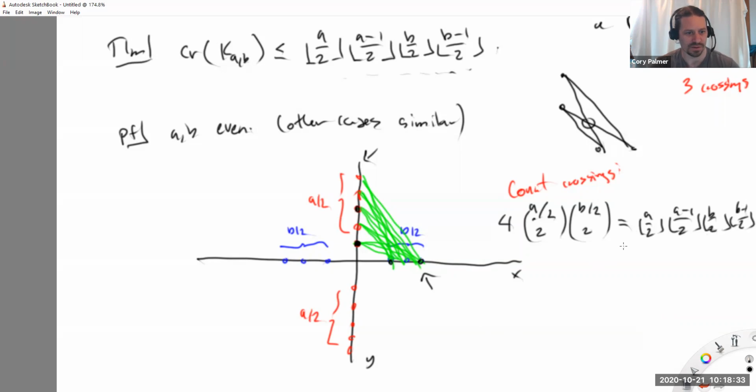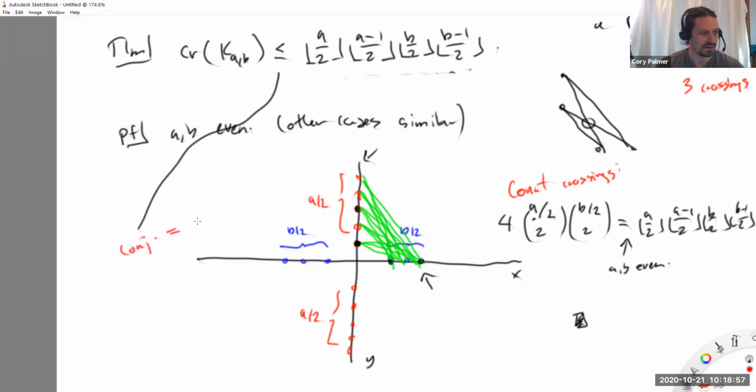Okay, that comes out to this. This is when A and B are even. When A and B are odd, the exact count is not this, but you still arrive at the right-hand side here. And something that's very interesting here is that the conjecture is that you can't do better. That's Turán's brickyard conjecture: we believe you can't do better. So the conjecture is that there's equality here, that there's no better drawing than this drawing here.